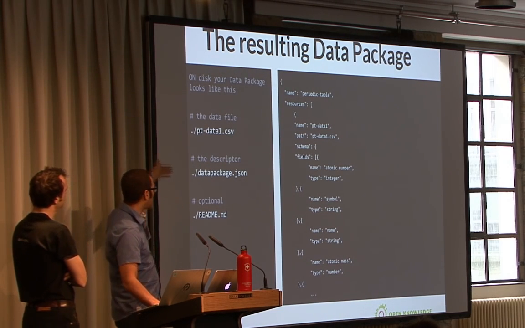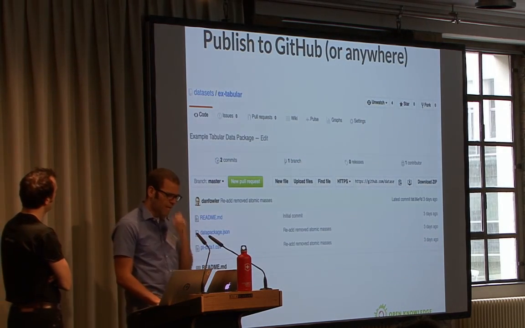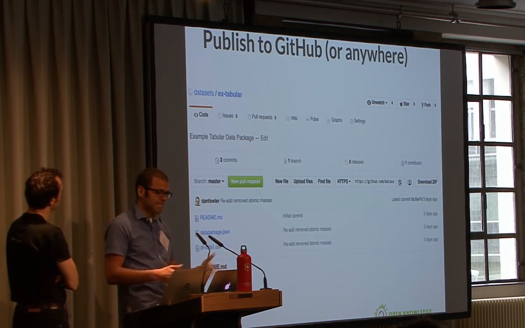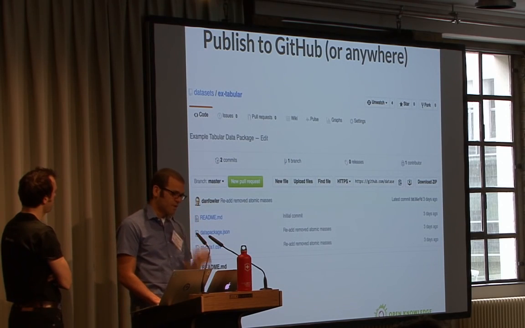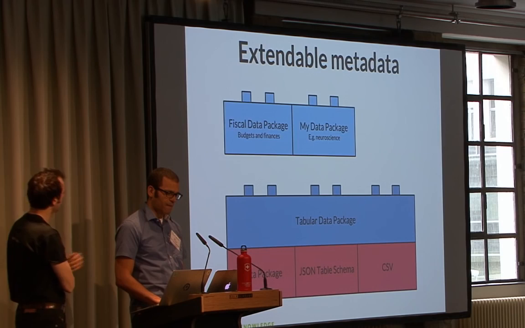And so this is what your data package can look like. It's a folder with your data set, your datapackage.json, and an optional README. And obviously you can publish this set of files anywhere. In this case, we're publishing to GitHub, which provides a really neat use case.